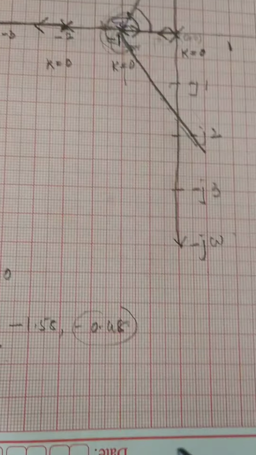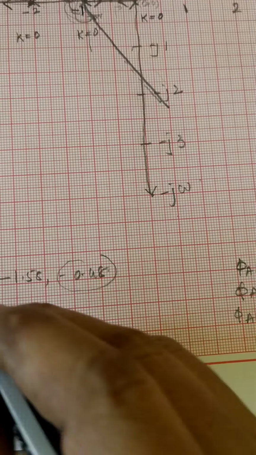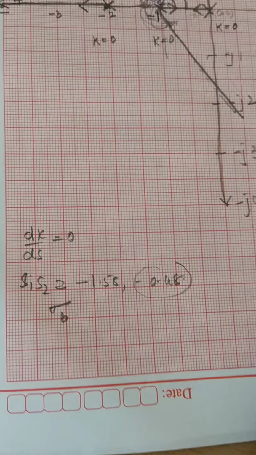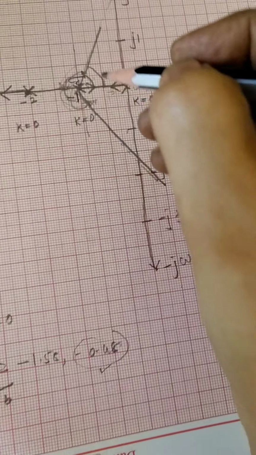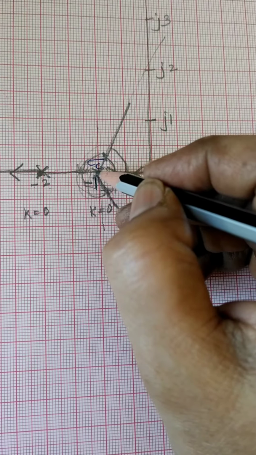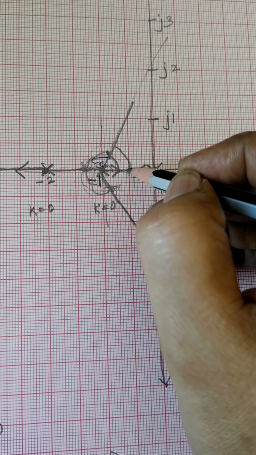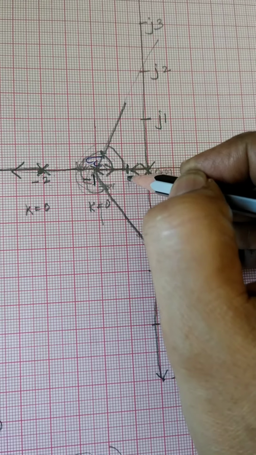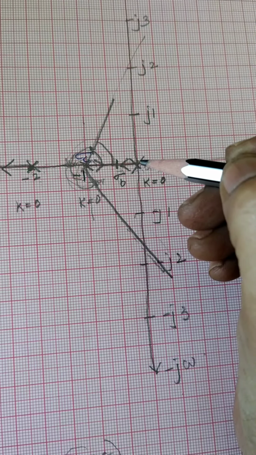Which one did we consider? We will take this as sigma b. How do you find this? I have explained to you yesterday. It's there in my notes, please go through that. So we found this as the breakaway point. If this is equal to minus 1, then this will be equal to minus 0.5. So 0.48 will be somewhere here. This will be your sigma b, the breakaway point.